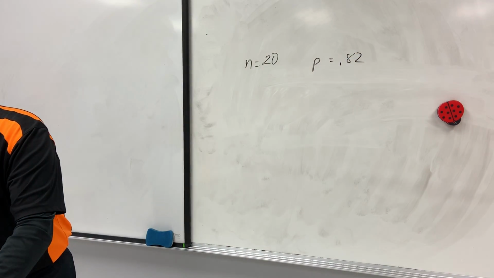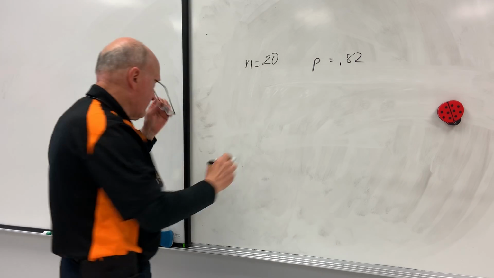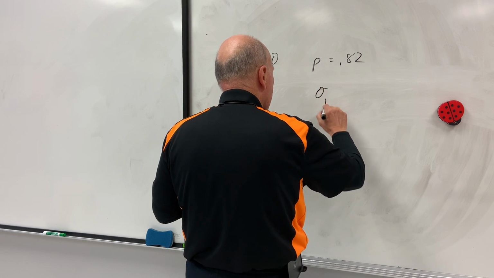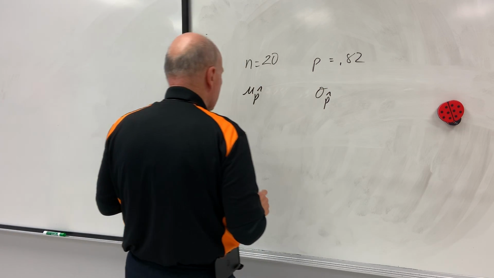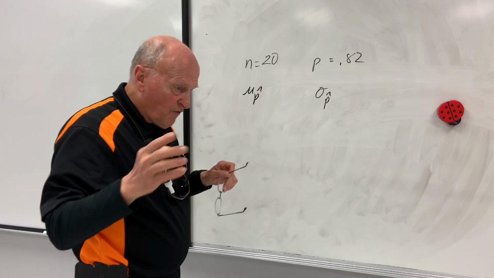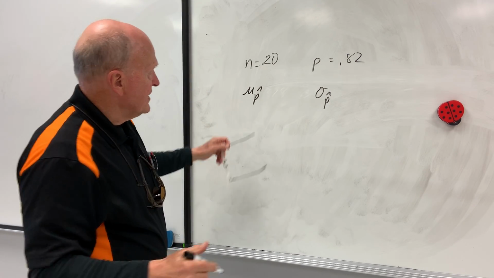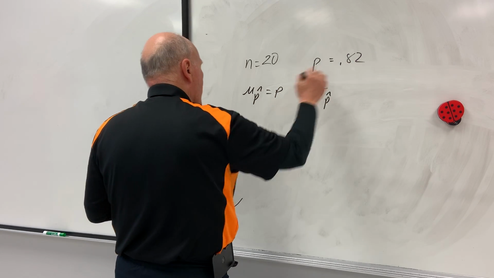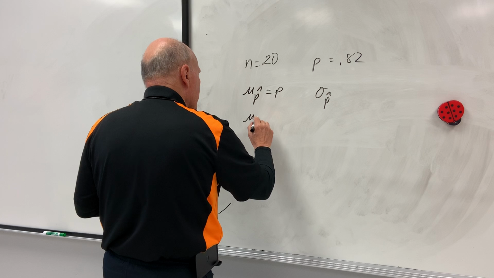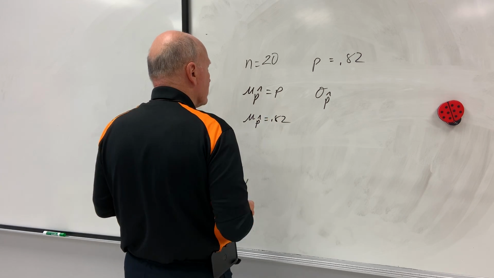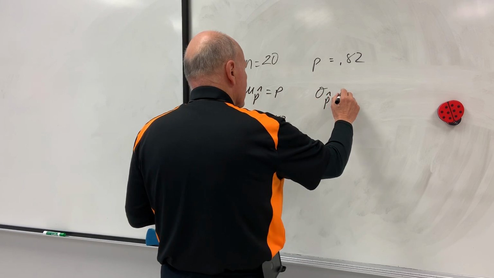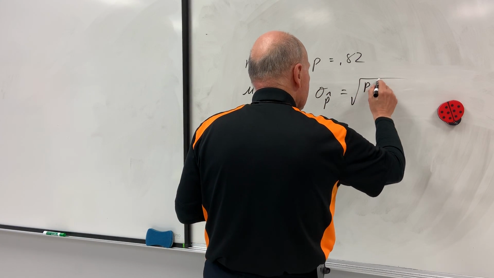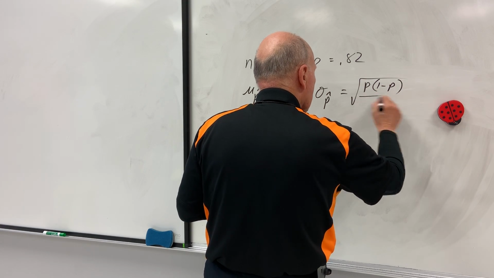Okay, they want me to find the mean of p hat, and they want me to find the standard deviation of p hat. Now, we just showed on our formula sheet that the mean of p hat is the same thing as p. Since p is 0.82, we see that the mean of p hat is equal to 0.82. They tell us that the standard deviation of p hat is the square root of p times 1 minus p over n.